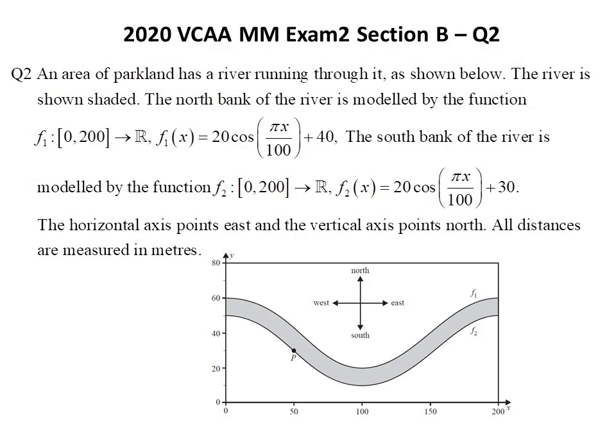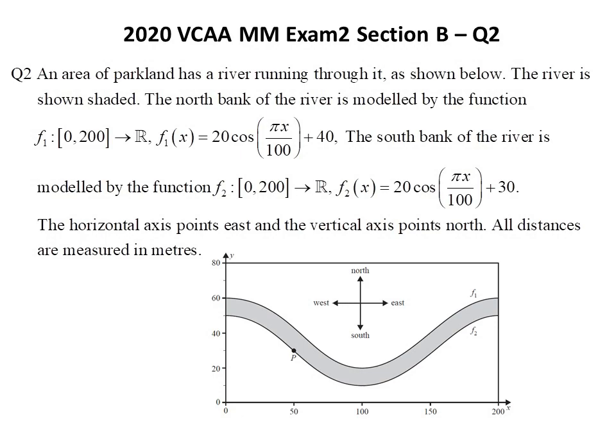In question 2, the area of parkland has a river running through it. The diagram is shown below. The north bank of the river is modeled by the function f1 of x equals 20 cosine pi x over 100 plus 40. The south bank of the river is modeled by the function f2 of x equals 20 cosine pi x over 100 plus 30.